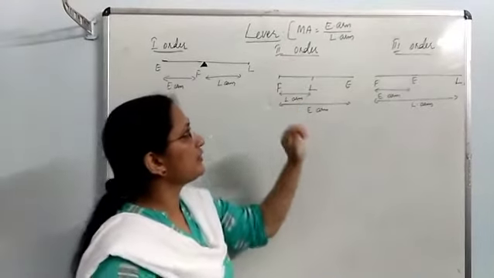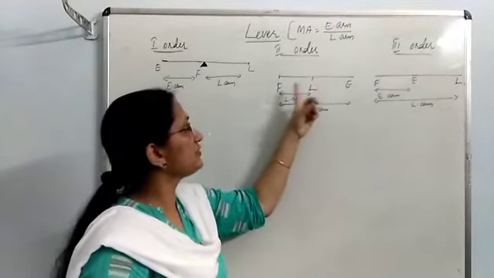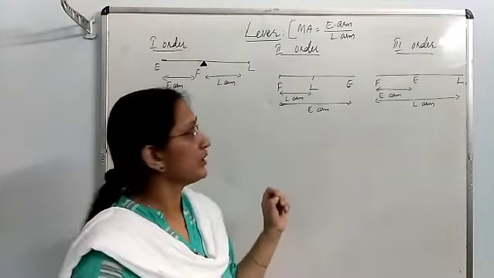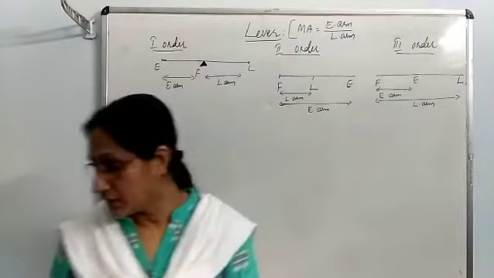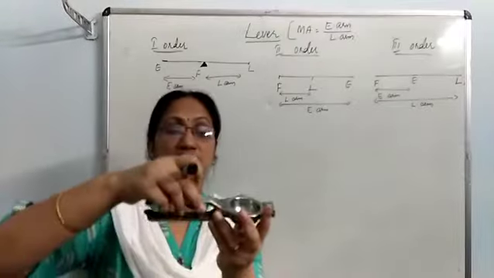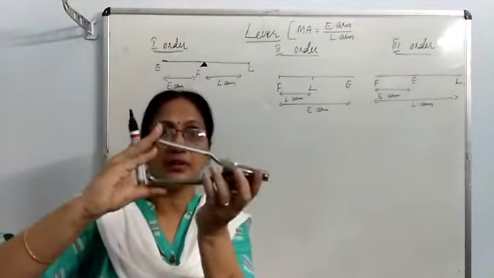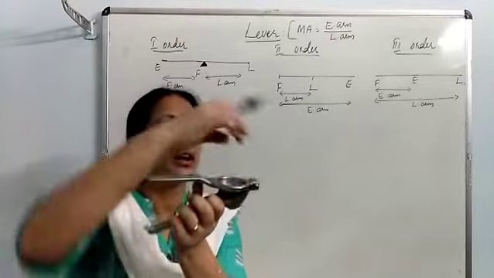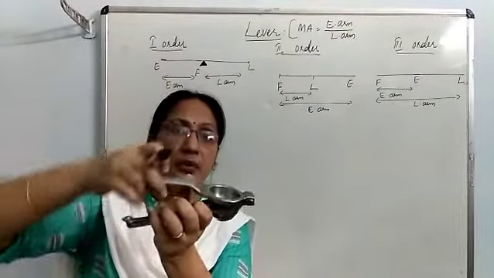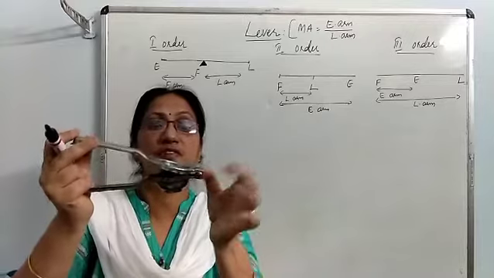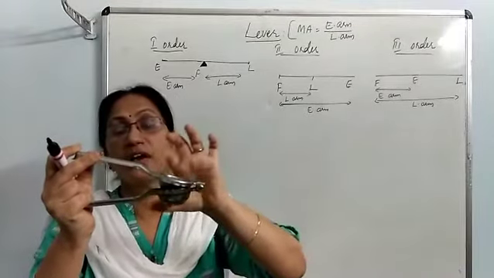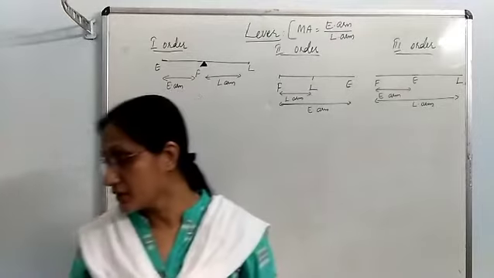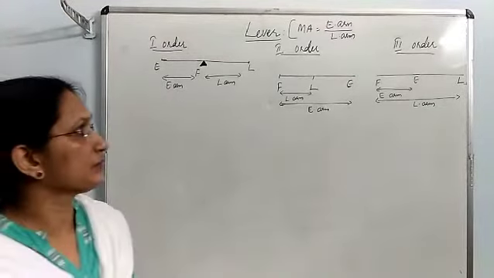In second order lever, load comes between fulcrum and effort. Example, lemon squeezer. In lemon squeezer, this is the effort point. Here we apply the effort. The lemon kept here is the load, and this screw is the fulcrum, the moving point. It turns around this point, so this is the fulcrum. Here is the load we are keeping, and here is the effort. So load comes between fulcrum and effort, so it is second order lever.